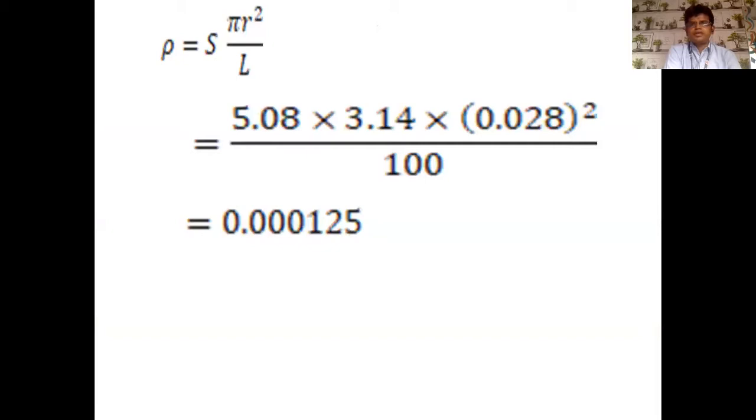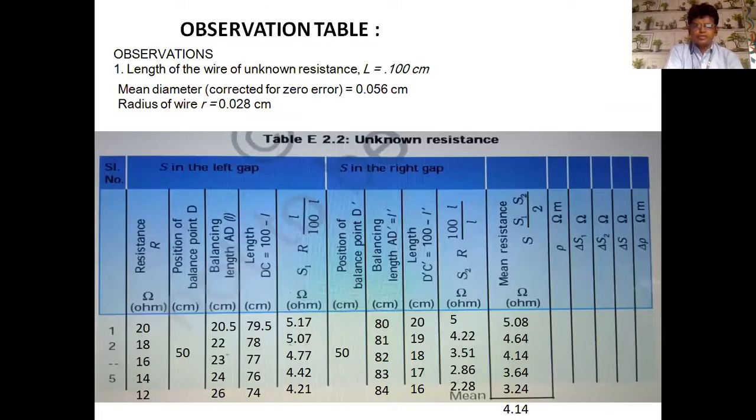Then pi is 3.14, R, the radius of the wire, we have the value 0.028 square, and then by L, it is 100. Now after the calculation, we got the answer 0.000125, and then you find the remaining density values.